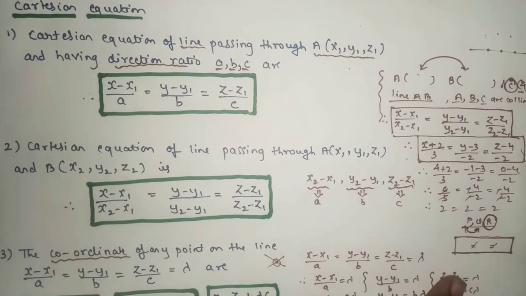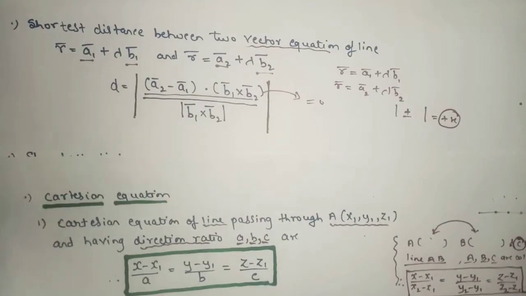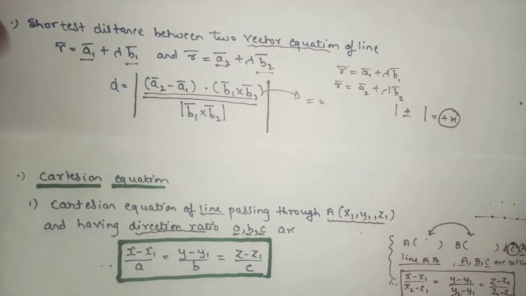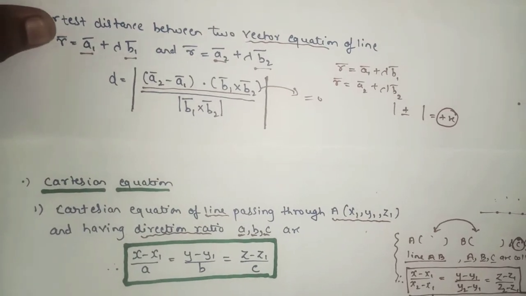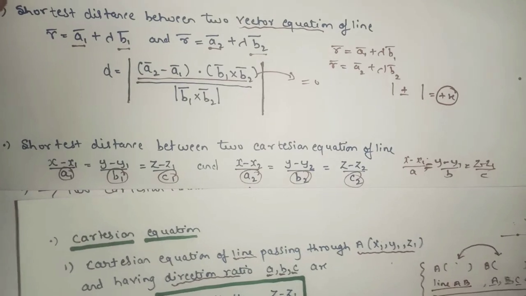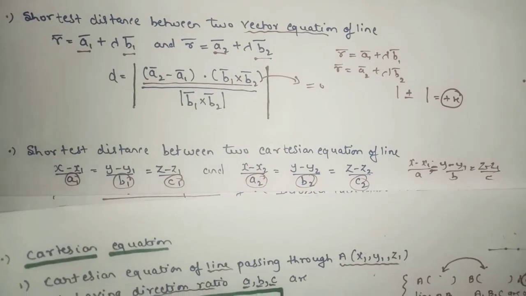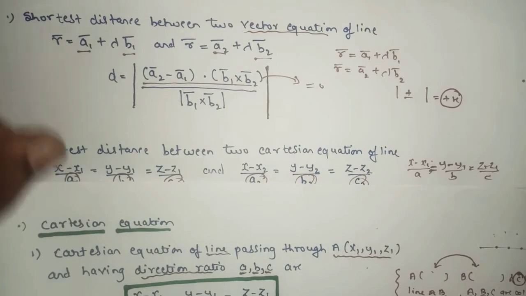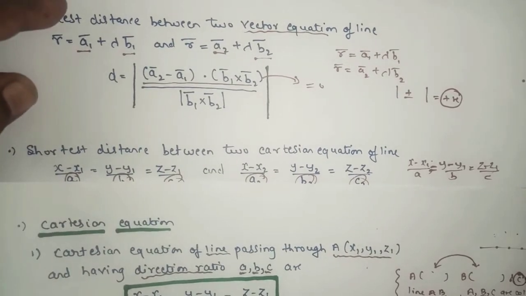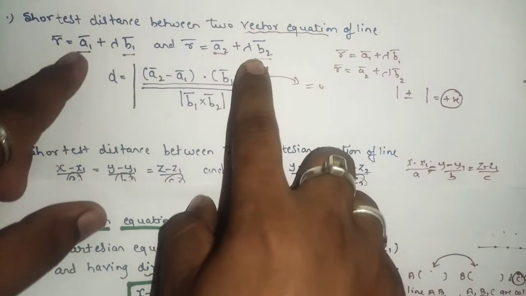We had even connected with the second exercise concept, which was how to find the shortest distance between two vector equations, and how to find the shortest distance between two Cartesian equations. So today in this lecture we're going to do one sum based on how to find the shortest distance between two vector equations when we have two vectors like this.